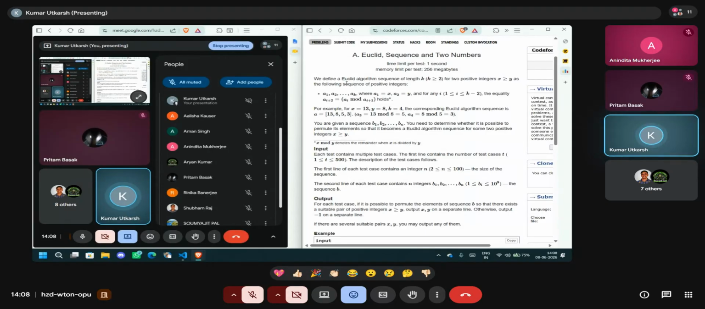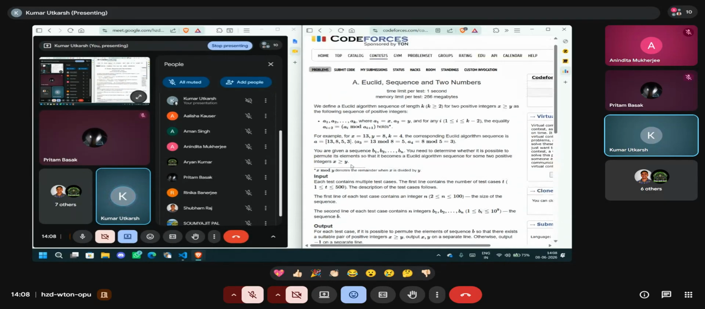So we define an algorithm for a sequence of length k greater than 2 for two positive integers x and y. We are given a1, a2 and so on, and as we know, a1 is equal to x, a2 is equal to y. We need to see if a permutation of our given sequence exists such that every third term is the first term mod the second term, right? So what was your approach? I will also share mine, but before that, both of you just tell me what you did.